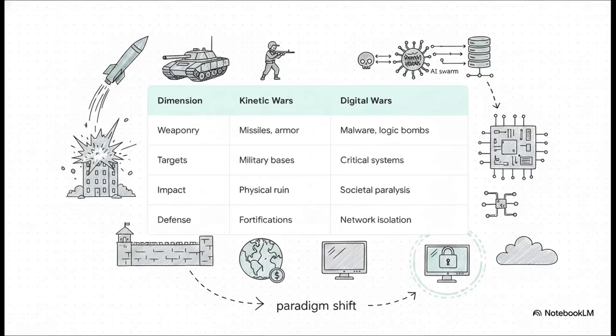Section 2. New rules of engagement. This shift from the physical Earth to the digital grid completely upends traditional military strategy. I mean, the old laws of war just don't apply in this invisible ether. In classic kinetic world wars, your primary weaponry was missiles, armor, and human infantry hitting military installations. But today, we're dealing with advanced malware, logic bombs, and AI swarms actively targeting data repositories and critical infrastructure. Because of this, the collateral damage shifts completely away from localized physical ruin to widespread, systemic societal collapse.